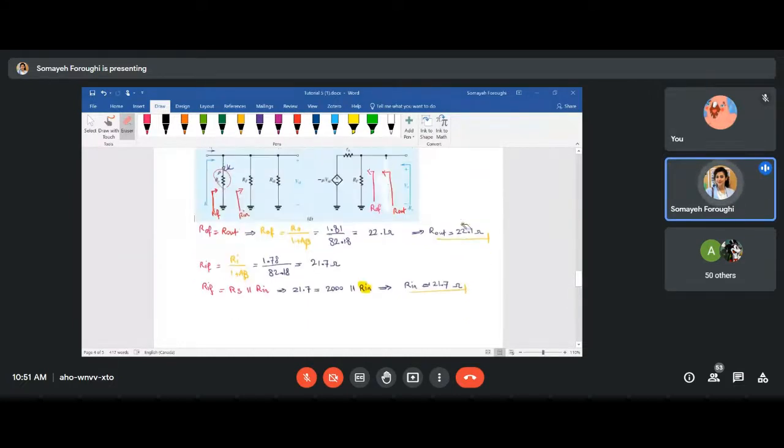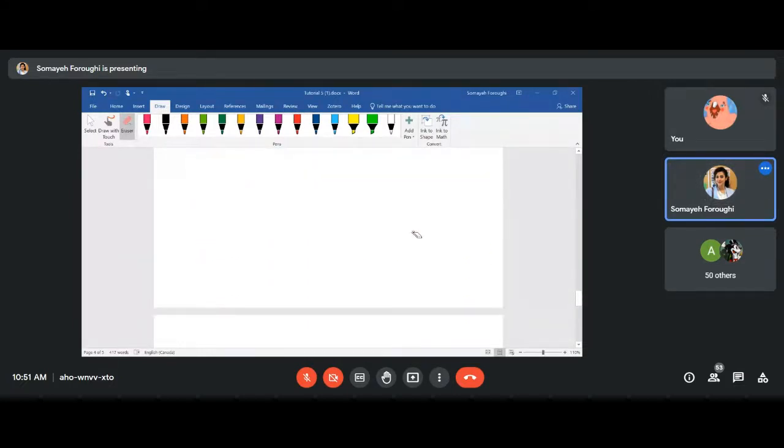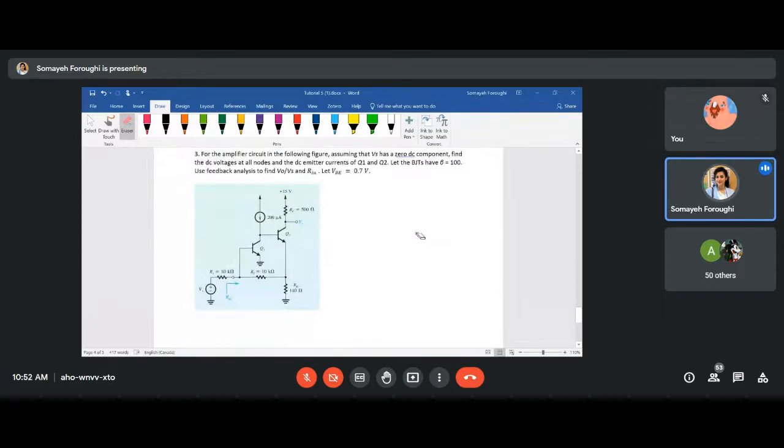So let's move on to question number 3. For question number 3, the amplifier is given like this, and it says VS has a zero DC component. Fine. So when it says zero DC component, what does that mean? And then this is not a DC, this is an AC component.